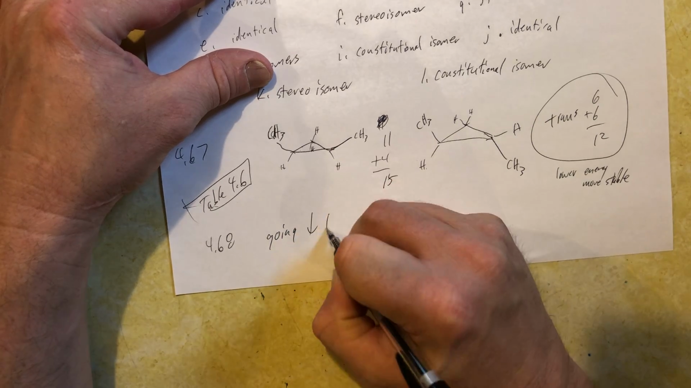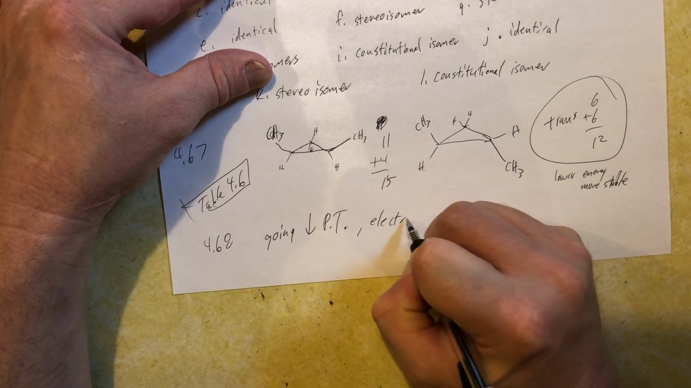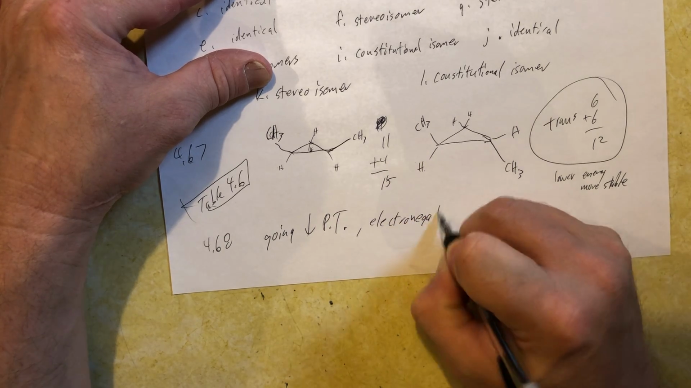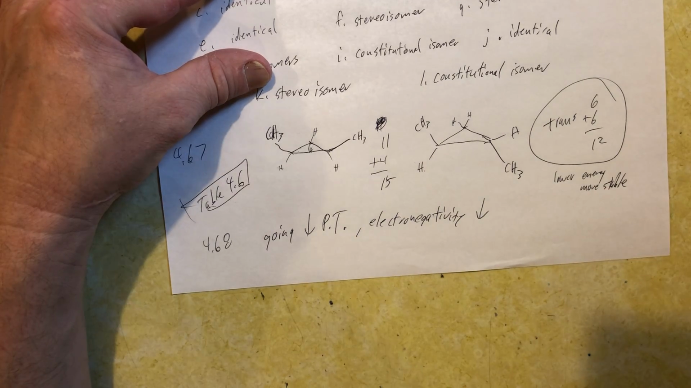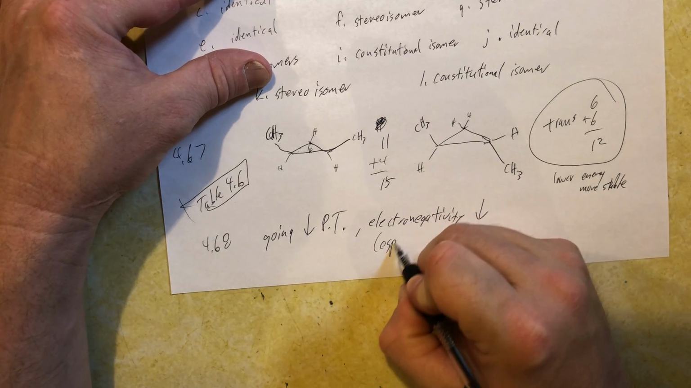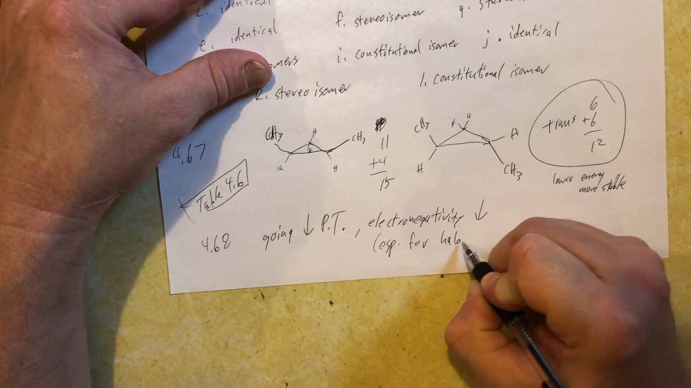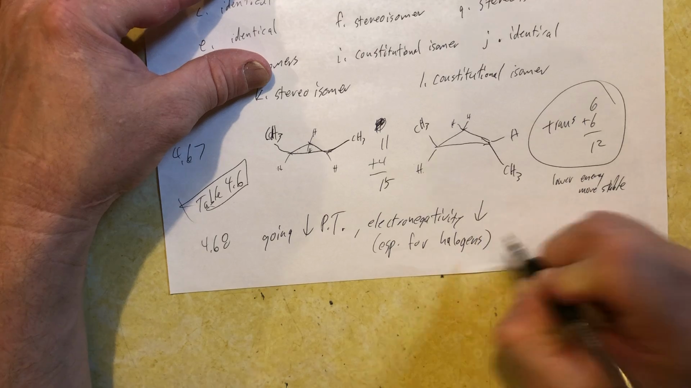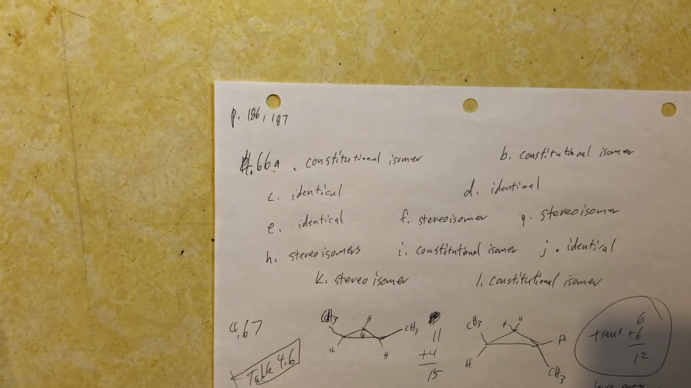So going down the periodic table, the electronegativity goes down. Okay, and this is especially true for the halogens there in that family, because fluorine starts at 4 and the other ones go down quite a bit, down to kind of an average off the table. Okay, let's keep going here.